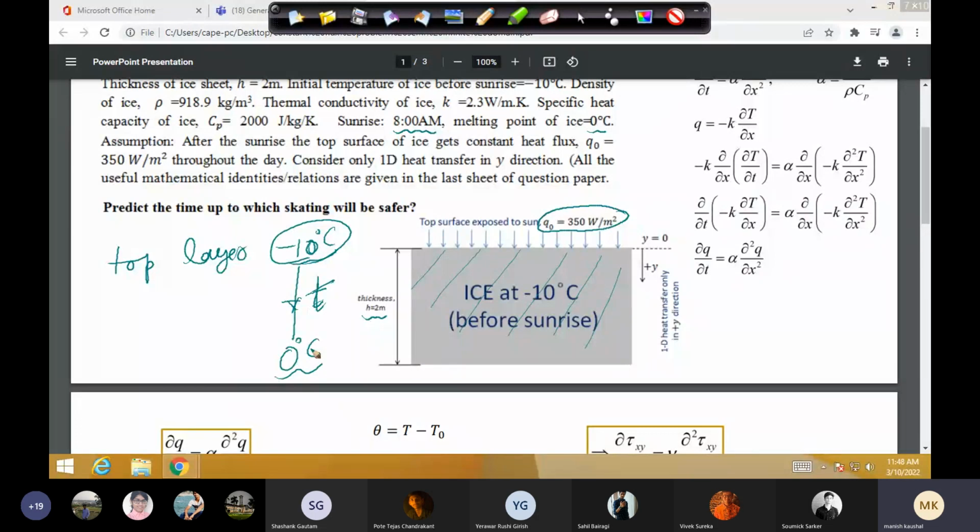You have to stop the skating. So that's what I have asked, what is that time? After what time, 8:30, 8:40, 9:30, after what time you have to stop the skating, because it is not safe. Okay, now let's see how we are going to solve this problem.